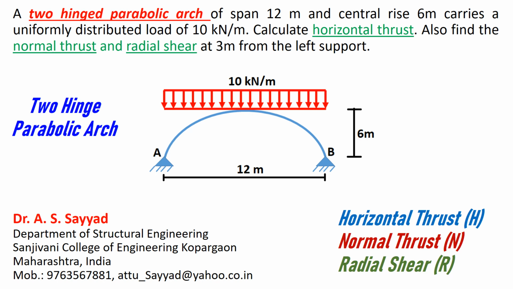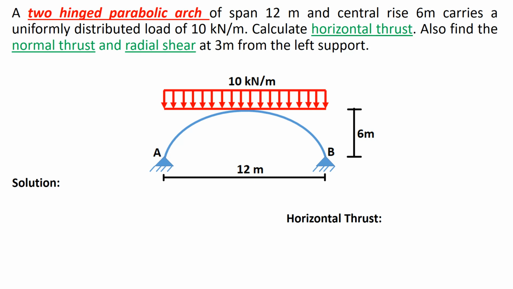In this class, we will discuss the third numerical example on analysis of two-hinge parabolic arch. The statement of the numerical is: a two-hinge parabolic arch of span 12 meter and central rise of 6 meter carries a uniformly distributed load of 10 kN per meter. Calculate horizontal thrust. Also find the normal thrust and radial shear at 3 meter from the left support.